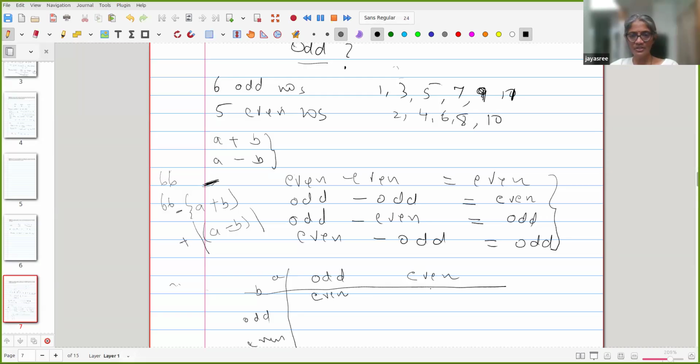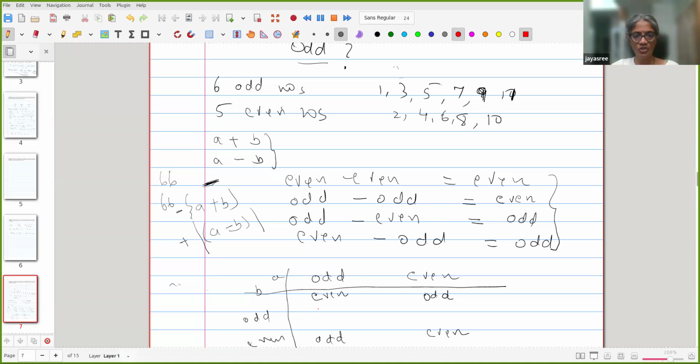A is even and B is odd, A plus B is odd. A is odd and B is even, A plus B is odd. A is even, B is even, A plus B is even. Now I have written what A plus B is in black. Now I will write what A minus B will be.